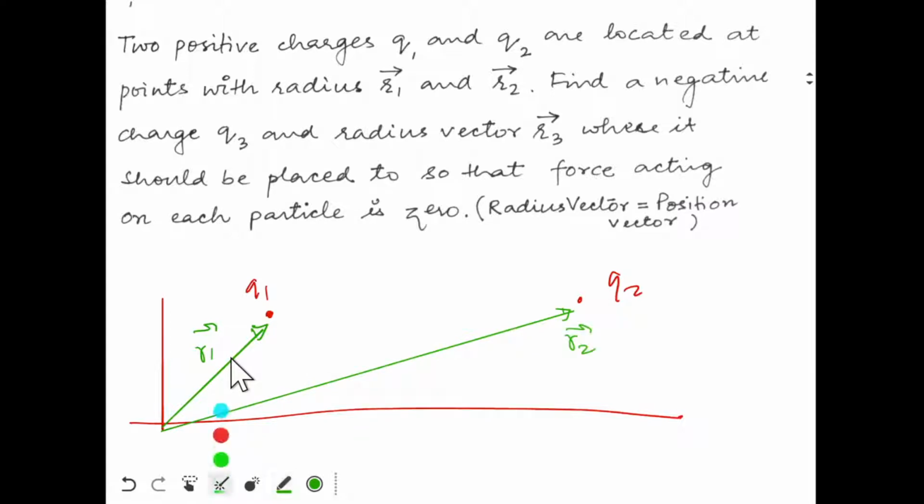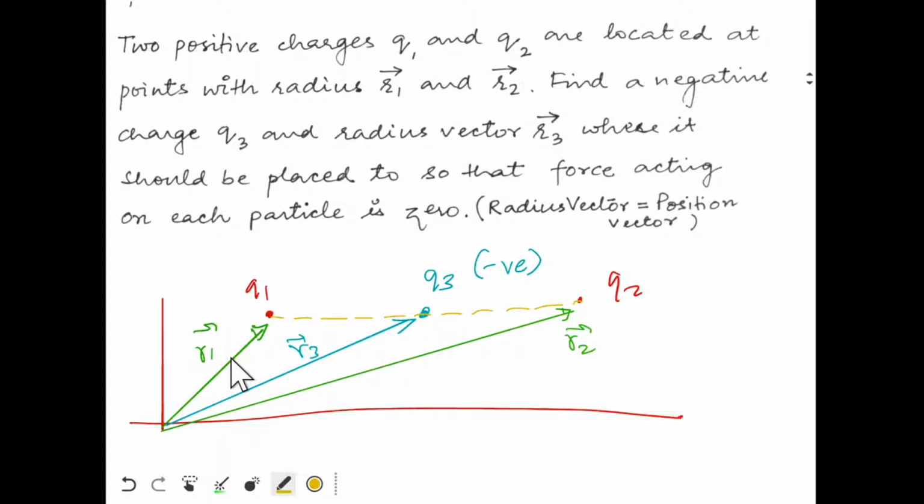Now both of them are positive charges, so they are repelling each other. So you need a force which will attract them so that net force can become zero. So the third charge q3 will be placed somewhere in between, and this should be negative. Q3 should be negative, and this is r3 vector. And obviously for net force to be zero, all the three charges should lie on the same line. Only then the forces will be collinear to each other, and then they can cancel each other. Correct?